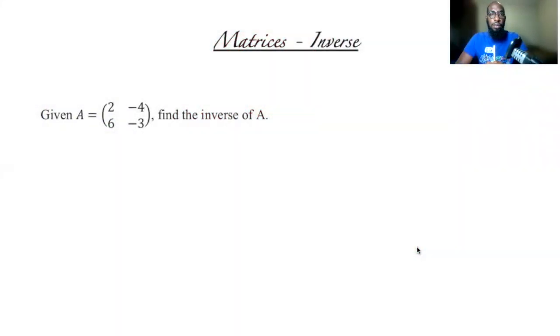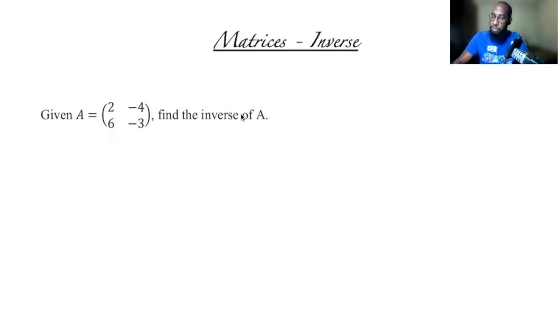We are going to find out what is the inverse of this matrix. So we have A is equal to [2, -4; 6, -3], and we're going to find out what is the inverse. You might see inverse of A, or they might put A inverse. It means the same thing. So let's deal with that one time.